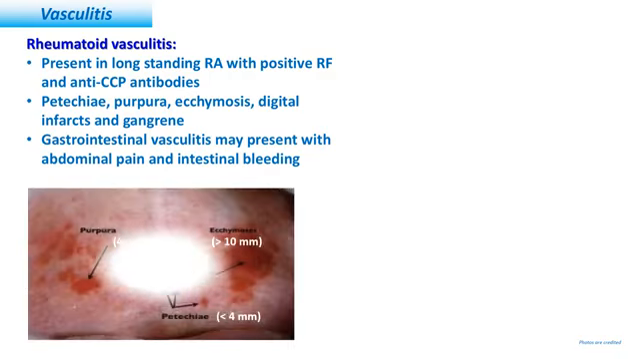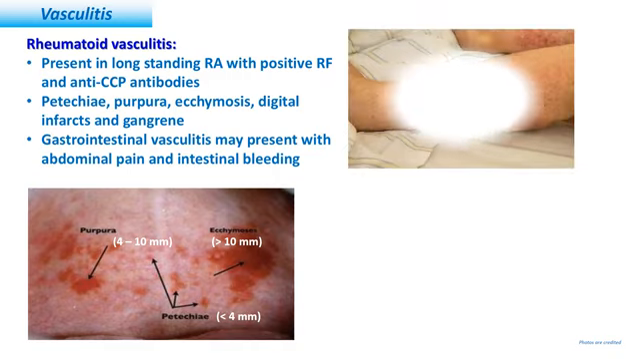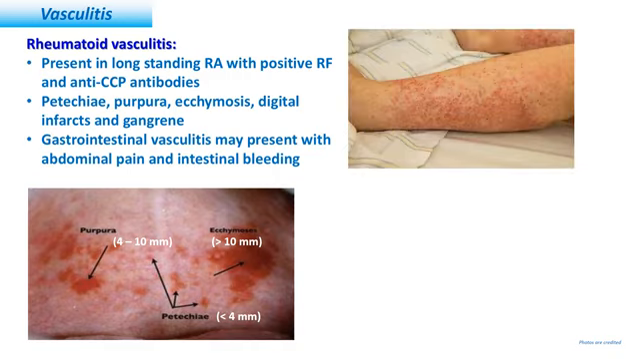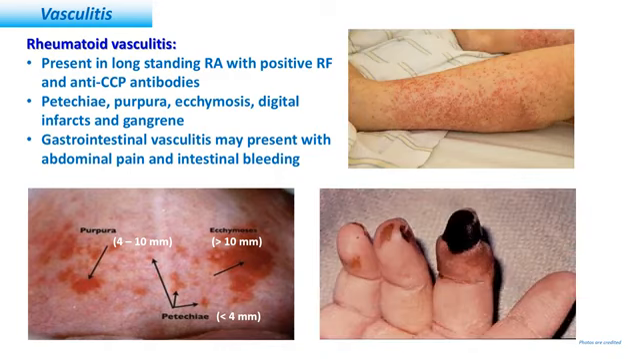Let us see the pictures of petechiae, purpura, and ecchymosis. Less than 4 mm is petechiae, 4 to 10 mm is purpura, more than 10 mm is ecchymosis. Once again, the picture of vasculitis of RA in the lower extremity. This is the picture of digital infarct with gangrene in the fingers.